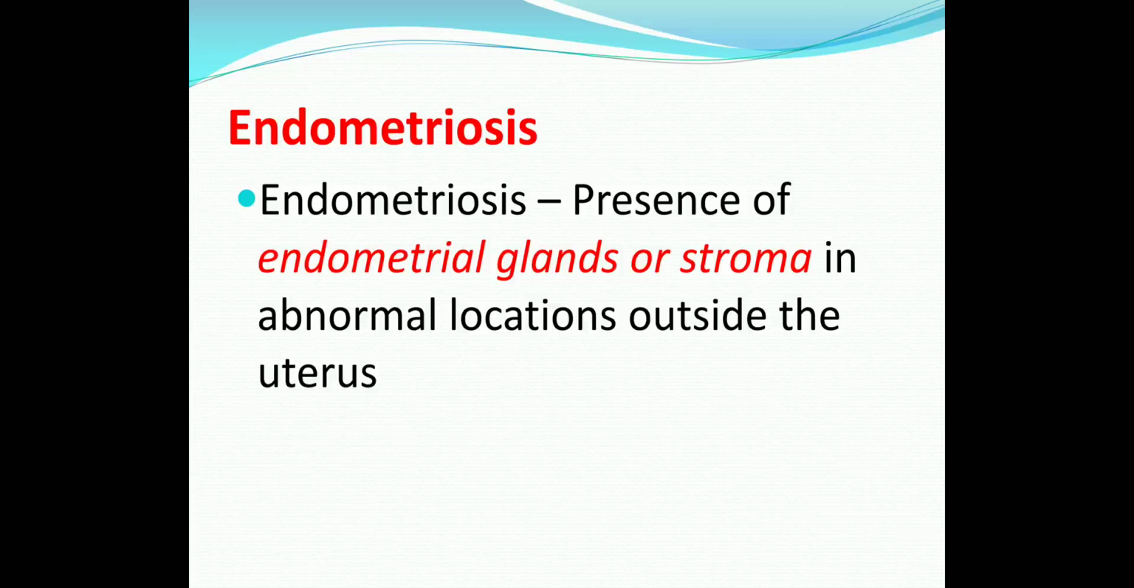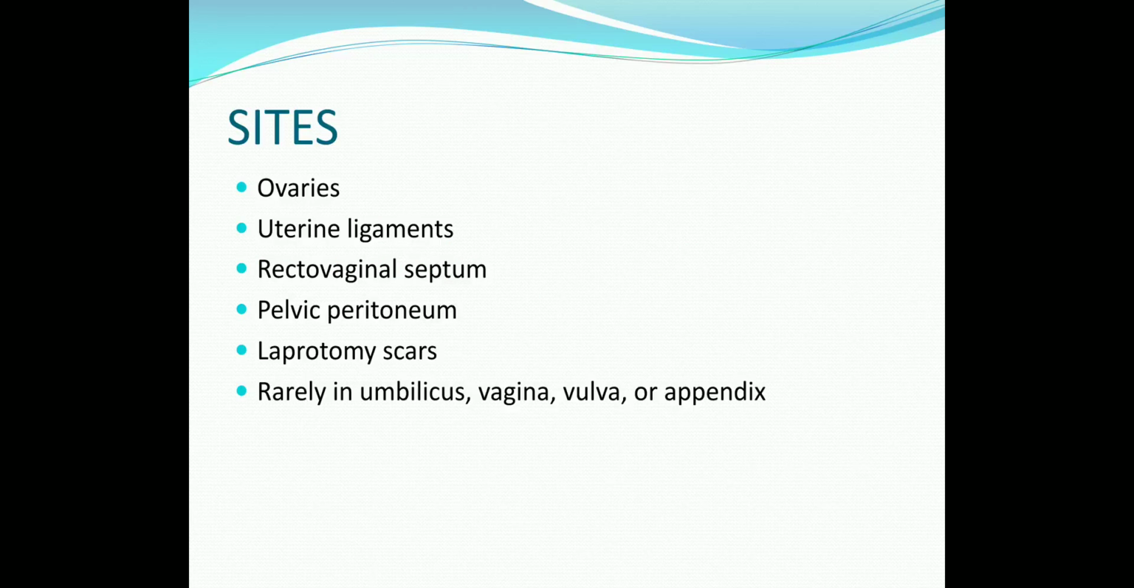So where is the common site of endometrial glands? You can see the endometrial glands and stroma only inside the uterus, in the lining of the uterus, that is the endometrium. What are the layers of the uterus? You have the endometrium, the myometrium, and the perimetrium. These three layers are the normal layers of the uterus. So if you see endometrial glands or stroma in locations outside the uterus, which are the common locations?